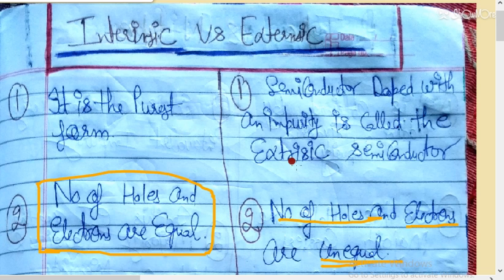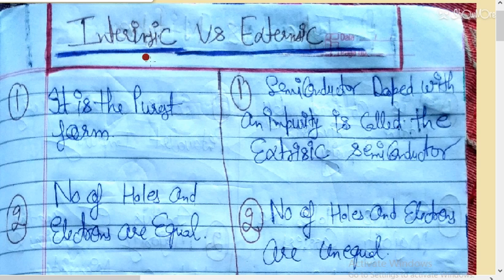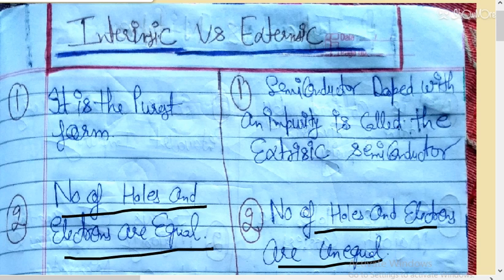We have discussed कि p टाइप में होल्स ज़्यादा होंगी, and in the n type semiconductor electrons are more. तो कुछ ना कुछ changes होंगी, means these two are unequal in case of extrinsic semiconductor. In case of intrinsic number of holes and electrons are equal, but in case of extrinsic number of holes and electrons are unequal.